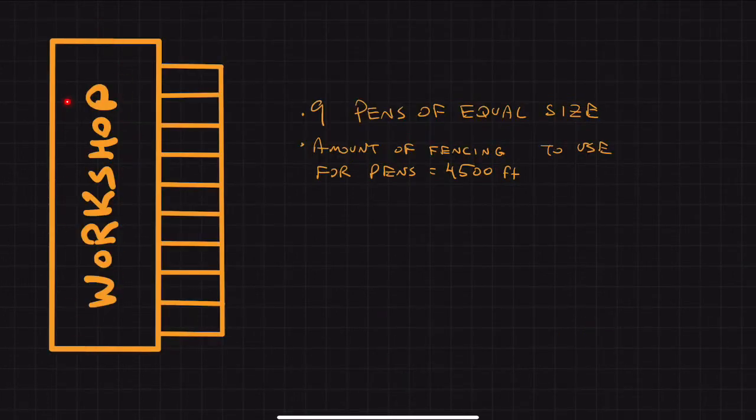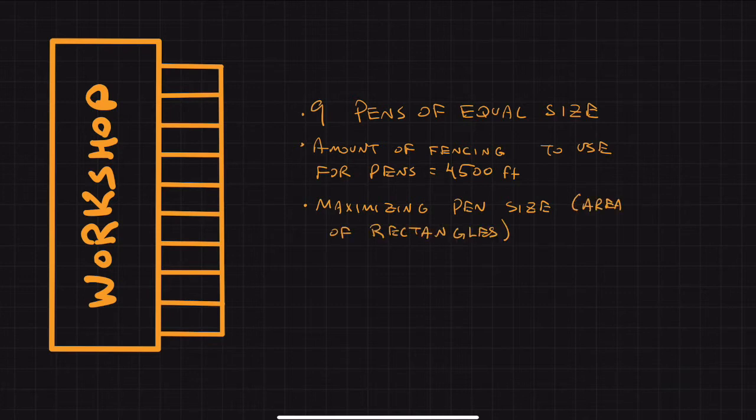Here's Chris's workshop here, this big rectangle. All the new stuff is off here to the side. There's 1, 2, 3, 4, 5, 6, 7, 8, 9 new pins that are being built. We're trying to maximize the pin size. Notice the shape of these. These are rectangular. So we're trying to maximize the area of a rectangle.